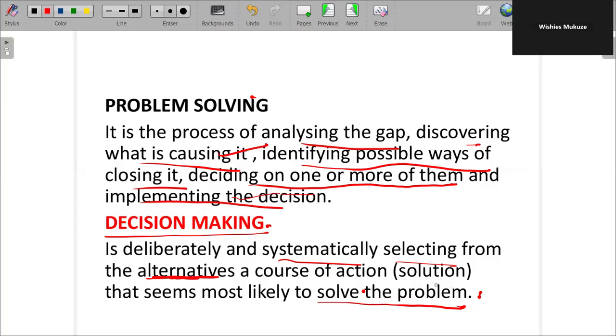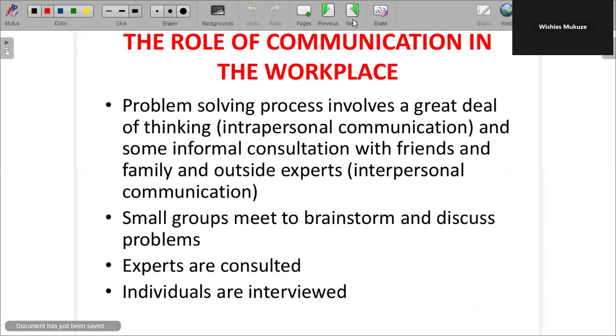That's what you call decision making. You are making a decision so that you can solve a problem, right? So let's move on to the role of communication in the workplace, right?